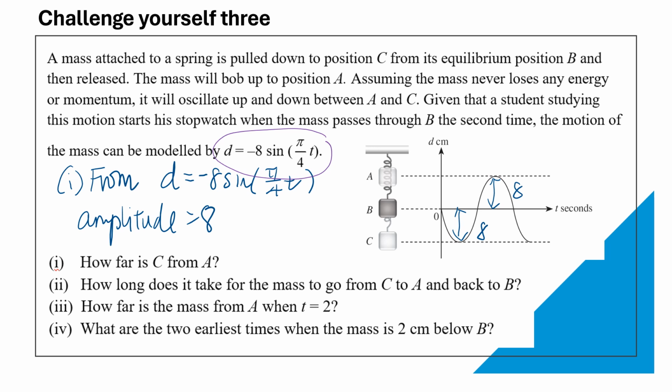From here you can see that C is just 16 units below A. 16 centimeter from A. So that's part 1. Quite easy.